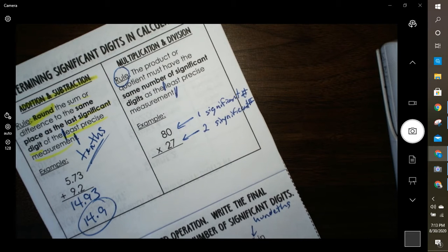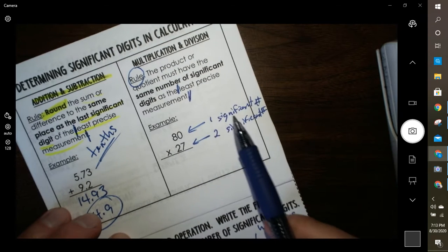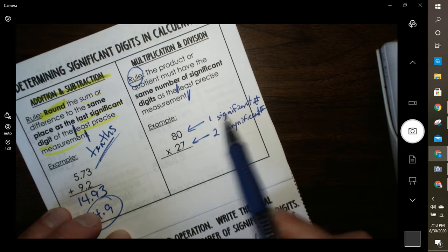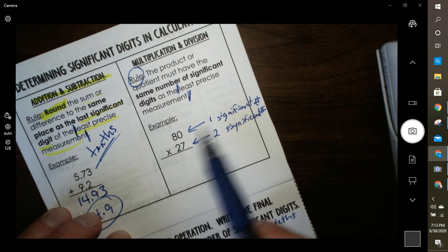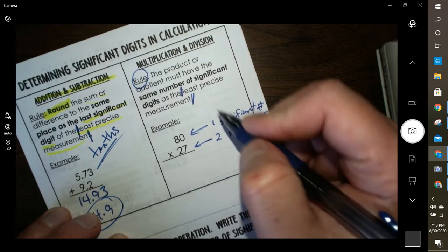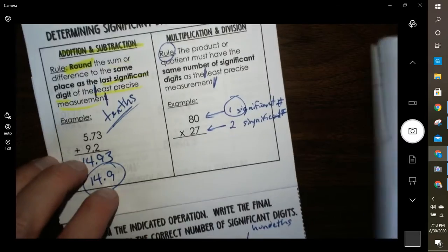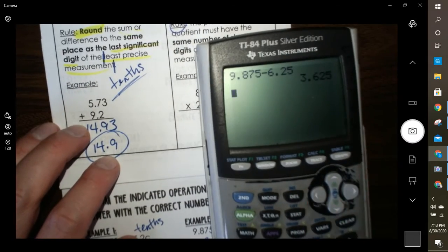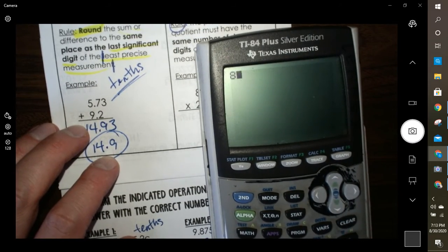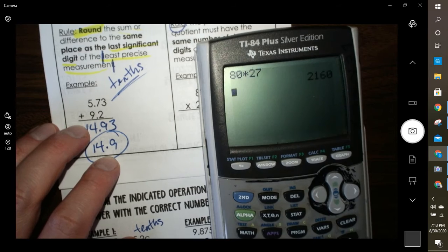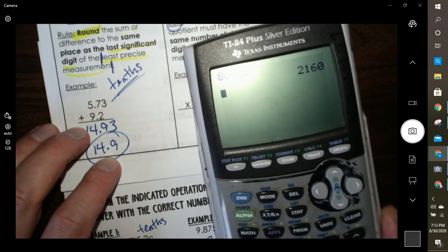Looking at our rule again, we must have the same number of significant digits as the least precise. Our least precise is going to have the least number of significant digits. So our answer is only going to be allowed to have 1 significant digit. We are still going to calculate 8 times 27 as usual, and I got 2,160.